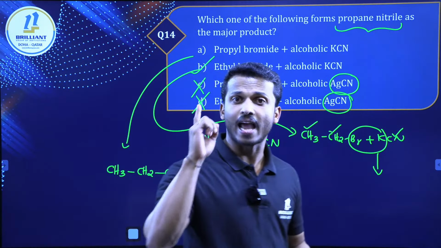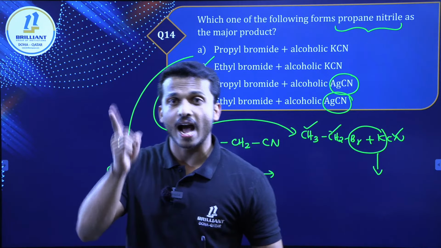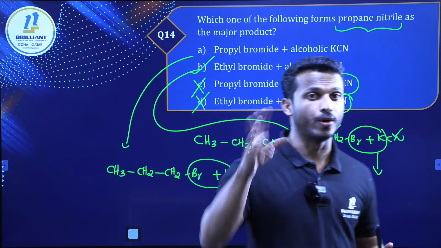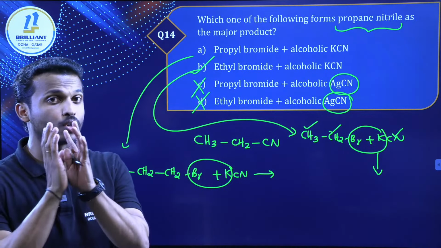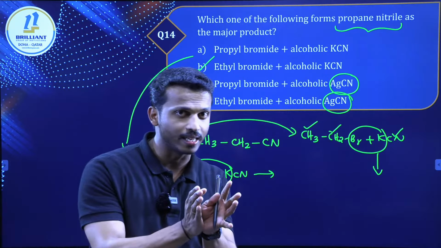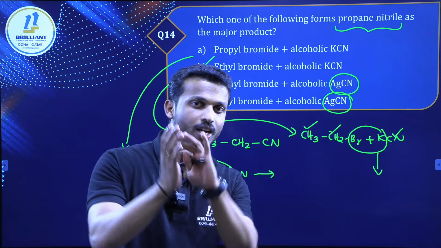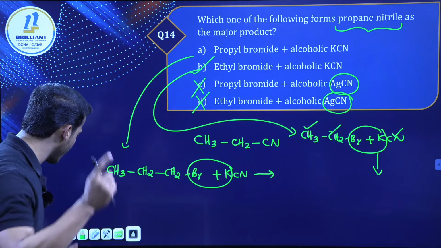So be careful, all of you. You know, cyanide is an ambidentate nucleophile, right? Cyanide, isocyanide. It's an ambidentate nucleophile. NO2 and ONO, nitro and nitrite. That's our ambidentate nucleophile. So be very careful about their reactions. KCN is there, AgCN is there, KNO2 is there, AgNO2 is there. Study their reactions and what kind of products are forming. It's so easy. Hope you are clear, dear all.